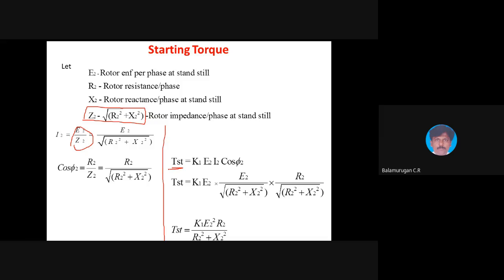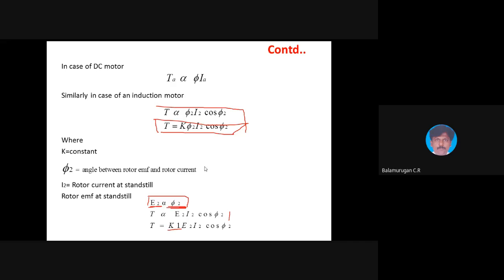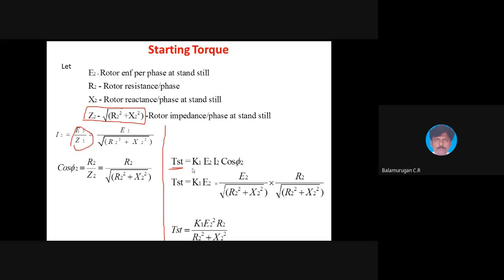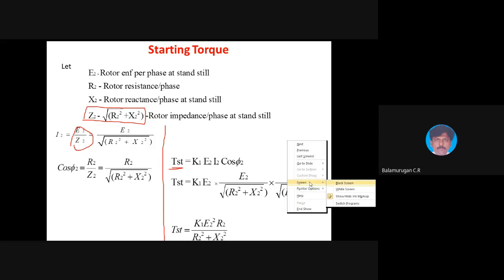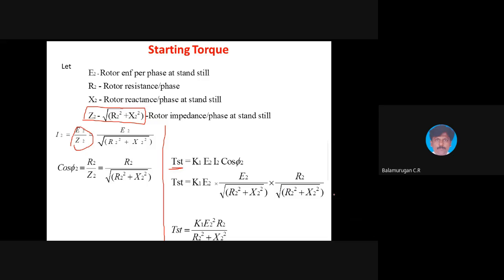And the starting torque will be given as K1 E2 I2 cos phi 2, from the previous slide. So this we are taking as a reference. So you know these values. Keep K1 E2 here and substitute the I2 value and the cos phi 2 value. Simply substitute the values here. If you simplify, the starting torque will be equal to K1 E2 squared R2 divided by R2 squared plus X2 squared. Okay, up to this, are you clear?